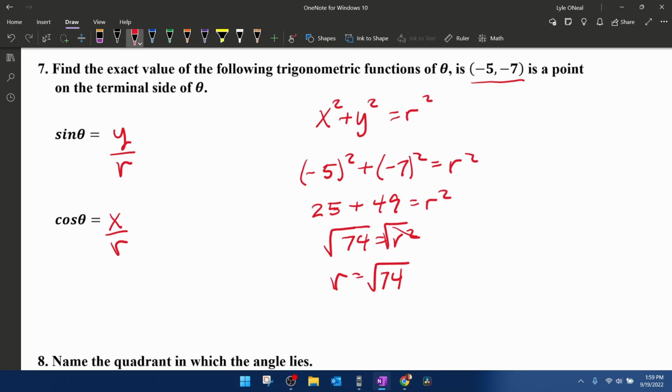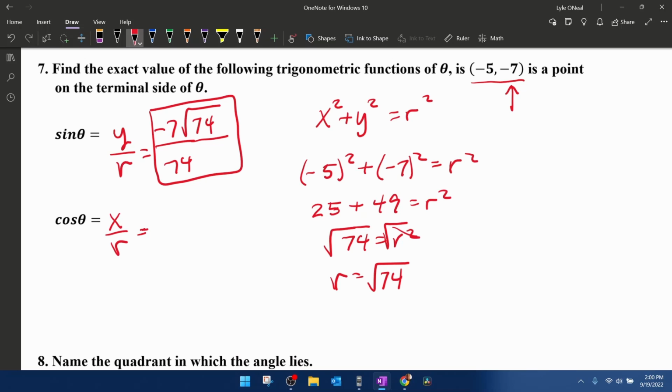Now, that also means that we're going to have to use these formulas for sine and cosine, y over r and x over r. So y was -7. Sine is -7 over square root of 74. But we're going to need to rationalize that. So square root of 74 copies to the top. The square root symbol in the bottom disappears, and that is now rationalized.